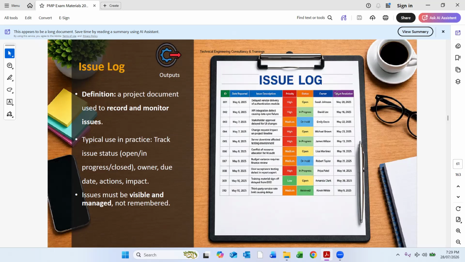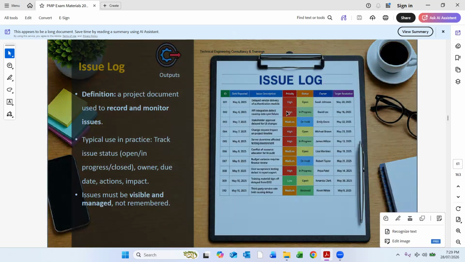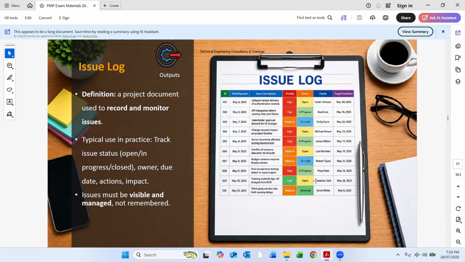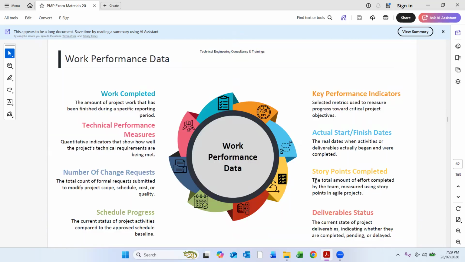So here we have the target resolution date, right? We can say who is the owner of that issue, what is the status of that issue, what is the priority of that issue, the description of the issue, and then the date reported, when the issue was reported. So this is how the issue log, or the issue report, is.